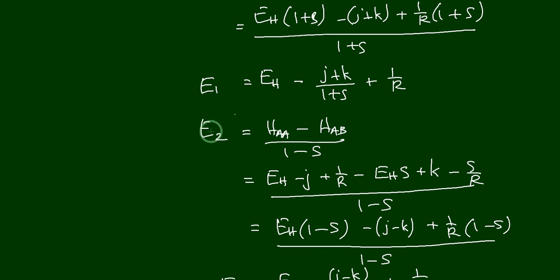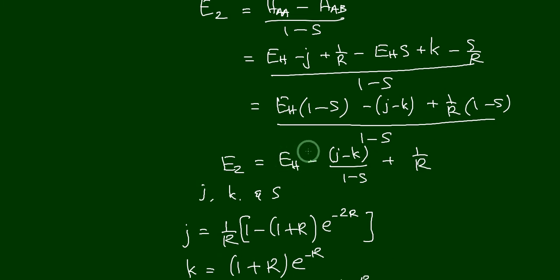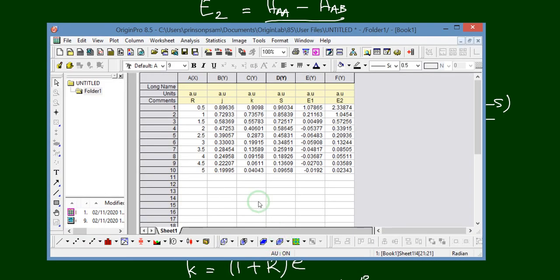That's all. Similarly, E2 is calculated in the same way. The expression of E2 also has EH, right? In that expression also I took EH as 0. Then I found out the relative value of E2. So the values of E1 and E2 that you see in our column here are not absolute values. The values that you are finding here are relative values, okay, relative to EH.